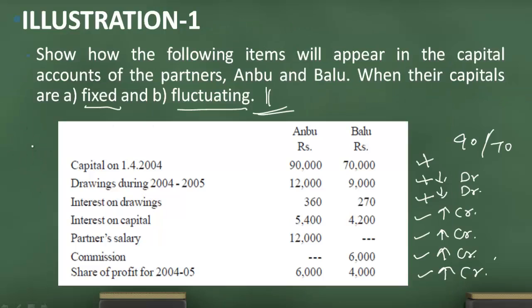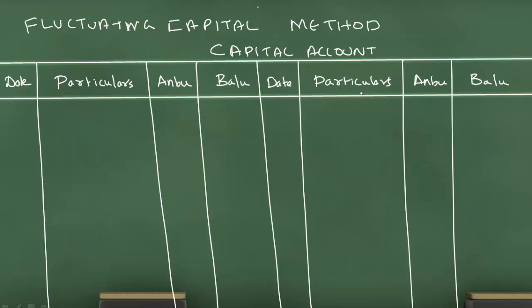Capital on 1/4/2004 is 90,000 and 70,000. So we can write by balance brought down. Why am I writing on the credit side? Because capital is a liability, by default it will have a credit balance. So we will write 90,000 as the opening balance of Anbu, and 70,000 as the opening balance of Balu. Then we'll go back to the question.